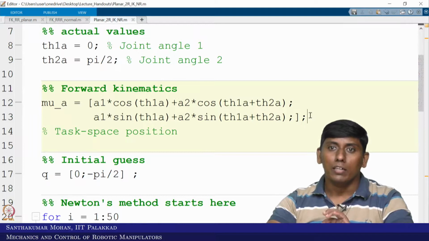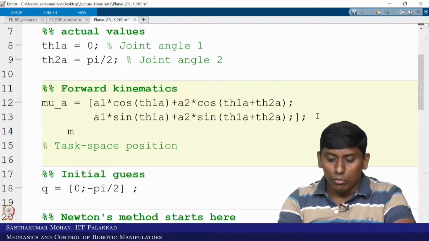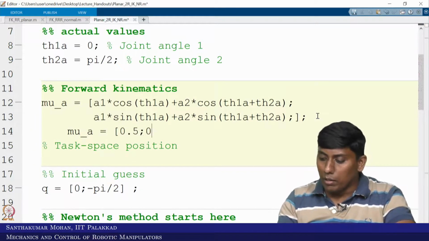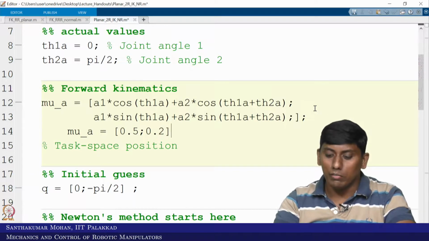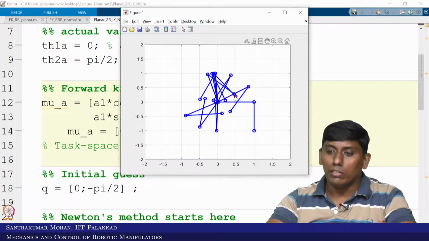For example, I do not want to put this, so I am just putting it. The mu actual is something like 0.5 and 0.2. I am just giving this value. Now I can see, I have given this value, and you can see it has reached. This is the value. Earlier I said 1 comma 1. Now I have given just a value.